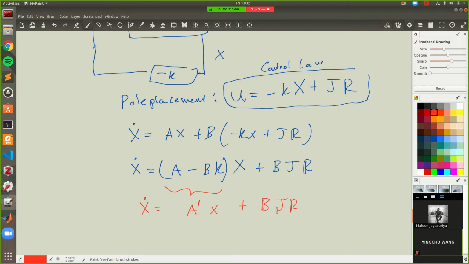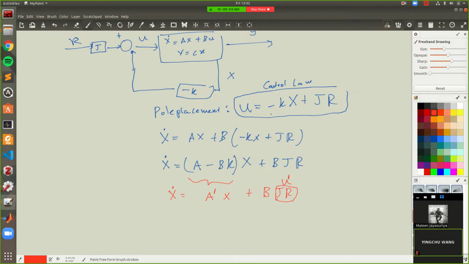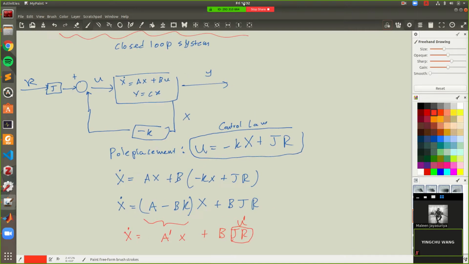Where j r is your new input, right? So what we've essentially done is we've converted this system into a new system. Okay, we've added feedback, but this is equivalent to a new open loop system with a matrix that is equal to A dash.